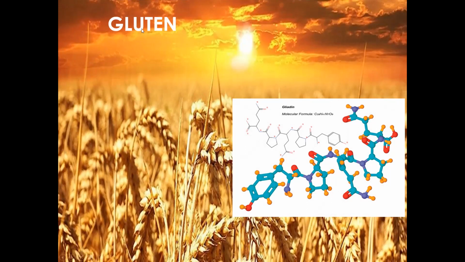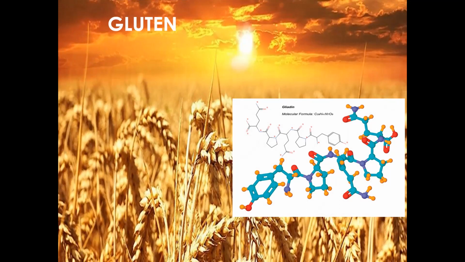Gluten is from wheat, and there's a reason this is here. Gluten is actually a protein that's found in wheat, and it looks just like endorphins.